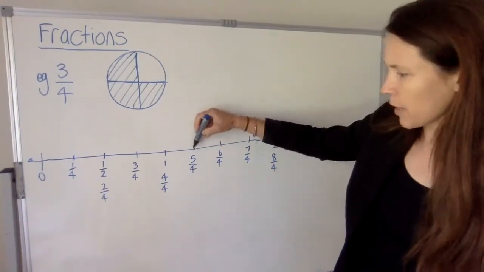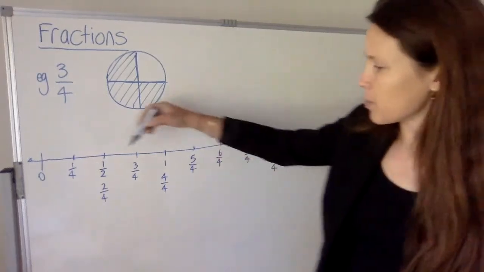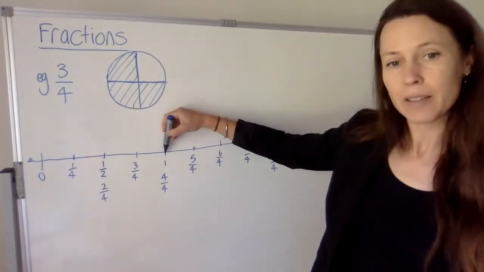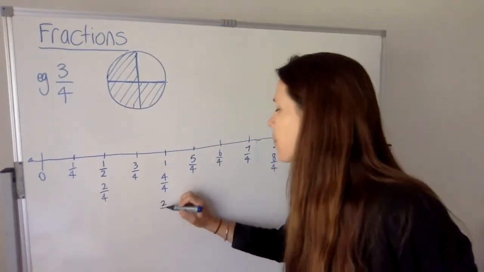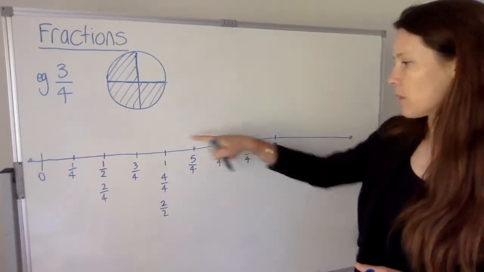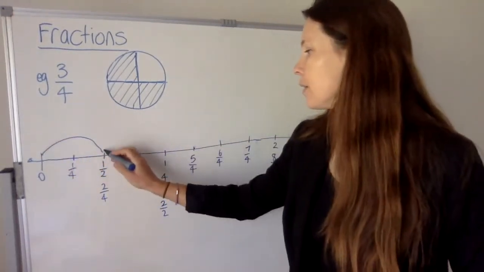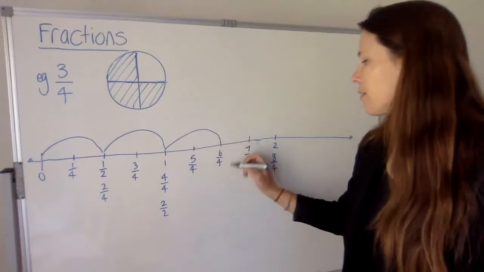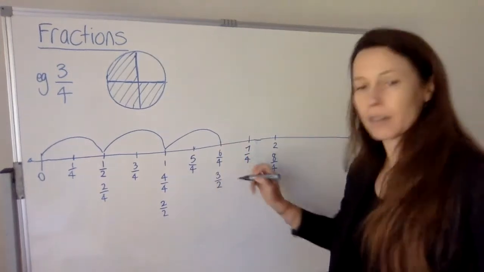Some of these spots actually have other names too. If this is 1/2, then 1 is 2 halves. And 6/4, well, here's 1/2, another half, and another half. This is 3 halves, isn't it?